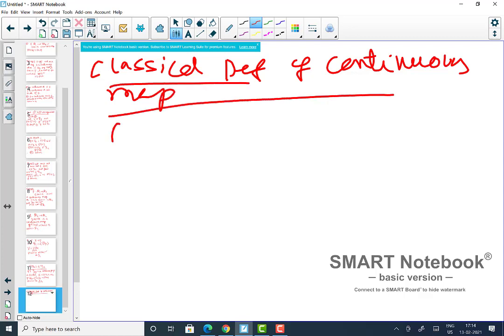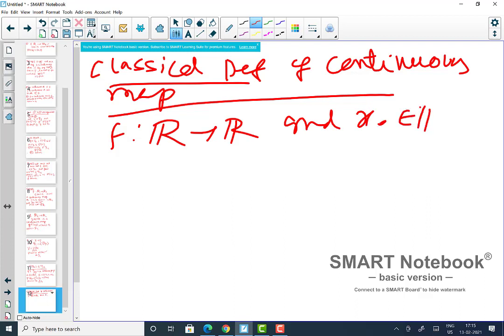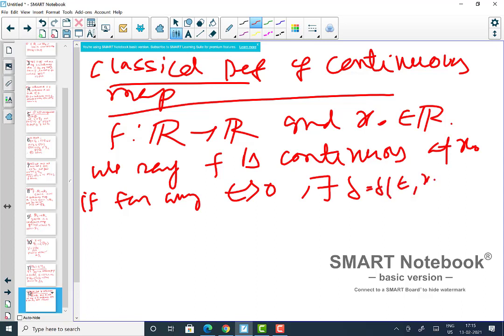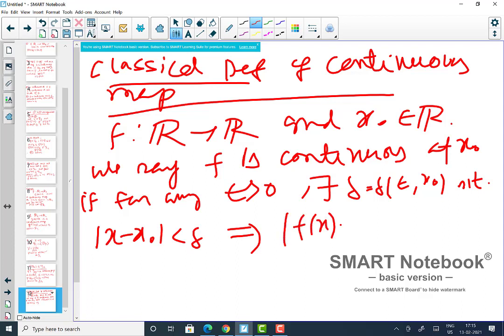So we say that a function, for example let me first take from R to R, and you have some x naught belongs to R, so we say f is continuous at x naught if for any epsilon positive there exists delta, and that delta depends on epsilon and x naught, obviously, such that mod of x minus x naught less than delta implies mod of f of x minus f of x naught less than epsilon, right? This was the classical epsilon delta definition.